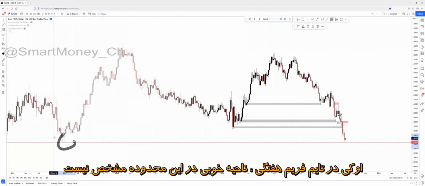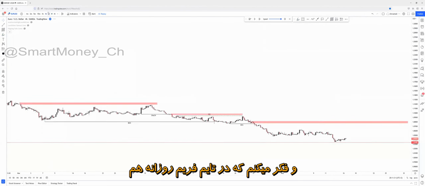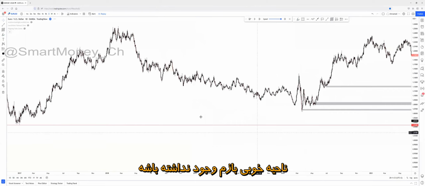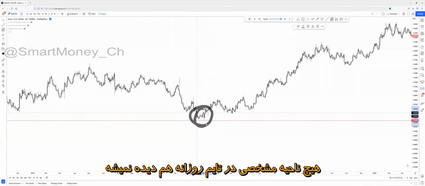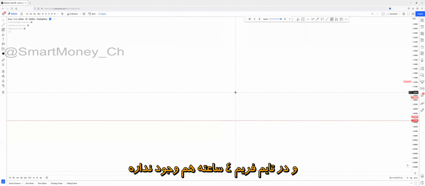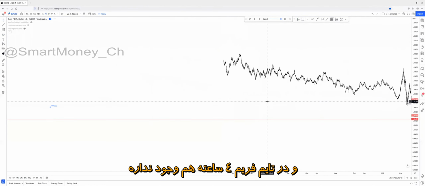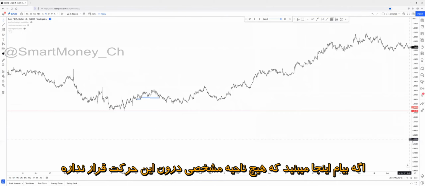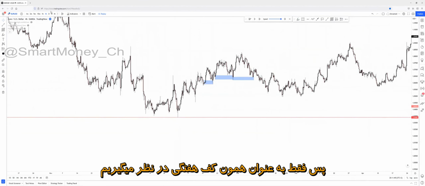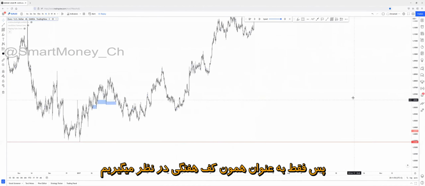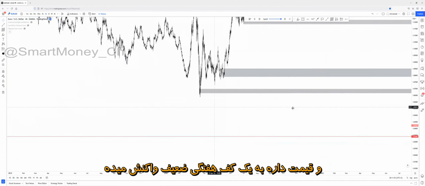On the weekly chart, we can't really identify a good zone in this region, and I believe on the daily chart there won't be a good zone either. If I zoom in, you'll see that there's literally no clear zone on the daily chart, and there won't be on the 4-hour chart either. If I come here, you'll see that there's no clear zone inside of this movement. So we will just title it as a weekly low point, and price is reacting on a weekly low point.